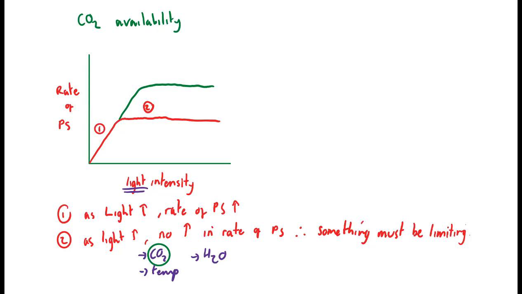So let's say that this, for example, is low CO2 levels, and this is a higher CO2 level. What we can see is when we give the plant more carbon dioxide, it can photosynthesize at a faster rate, which is shown by this section. But then it gets to this point where it levels off, and at this point, something else must be limiting.